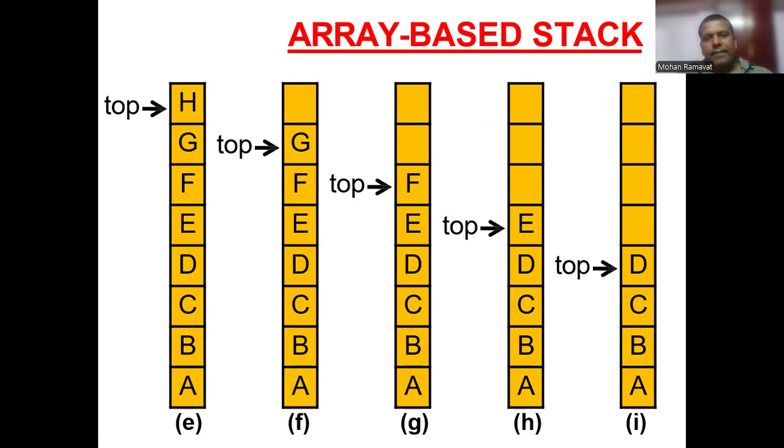Similarly, here the opposite, the pop operation, is being implemented. The position of top is at index 8. Now the item H is popped, removed, or deleted. Then the top is decremented by 1. Similarly, the element G is removed, so the top is decremented by 1. Again, F is removed.